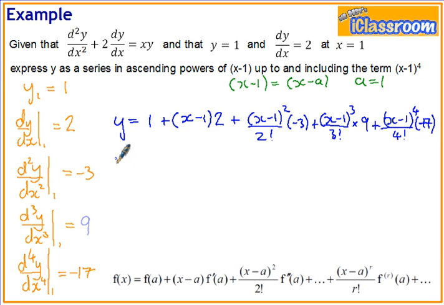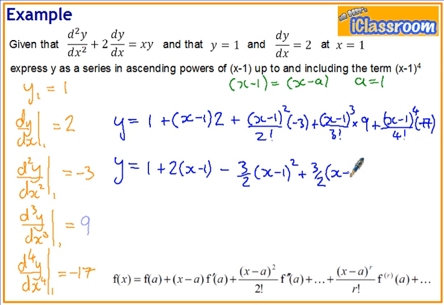Now let's get to a point where we can tidy that up. 1 plus 2 lots of x minus 1 minus 3 over 2 lots of x minus 1 squared. Now I'm going to get some cancellation here. The 3 will cancel with one of my 3's in 9, which gives me 3 over 2 lots of x minus 1 cubed. And there's no getting away from this one. That's going to be 17 over 24 lots of x minus 1 to the power of 4. And so it would continue. Here's my final solution.